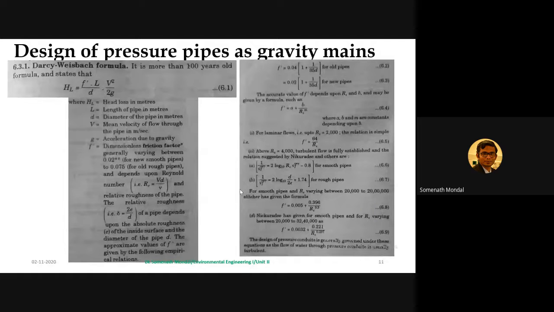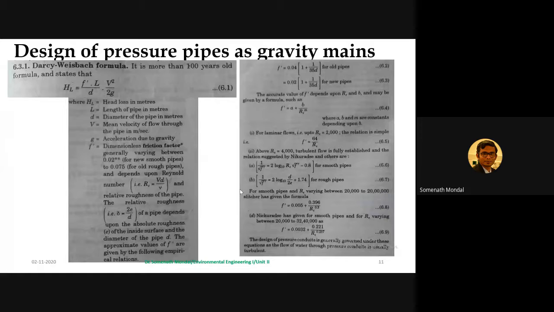So the relative roughness again is calculated as 2e by D. It is given over here, and for a pipe it depends upon the absolute roughness. Absolute roughness is again denoted as small e here, and that is the absolute roughness of the inside surface. The diameter of the pipe is D, and the approximate values of f dash are given in empirical relationships. You can see on the right hand side I have mentioned them. For old pipes and for new pipes, we have two different formulas, and based on what type of pipes we are using, we can take any one of them.